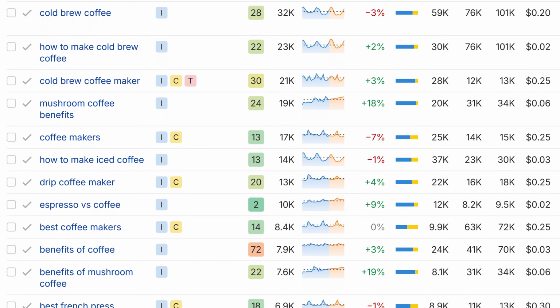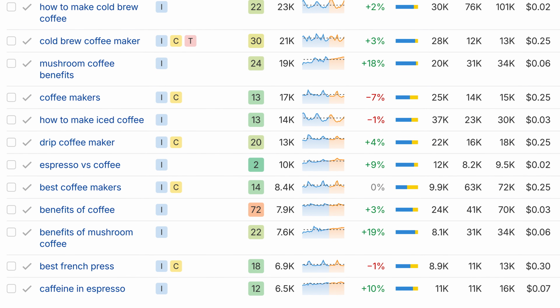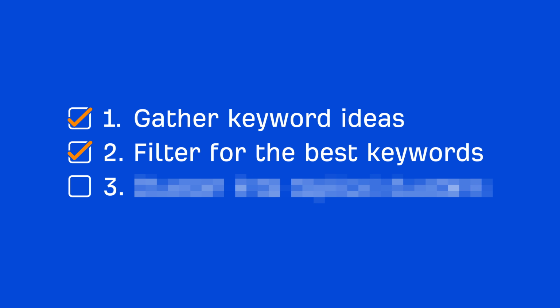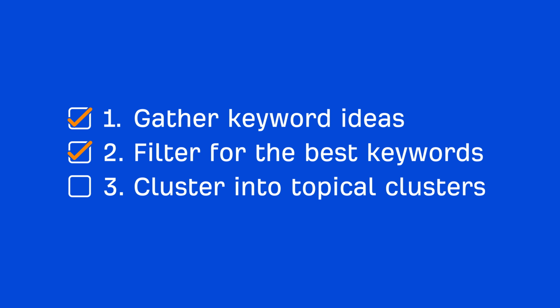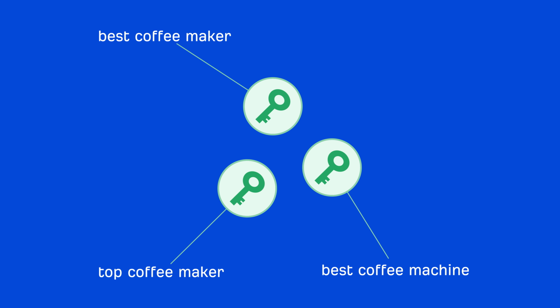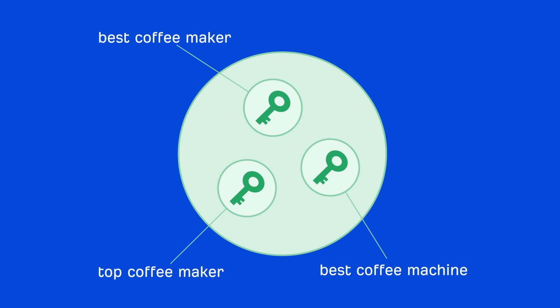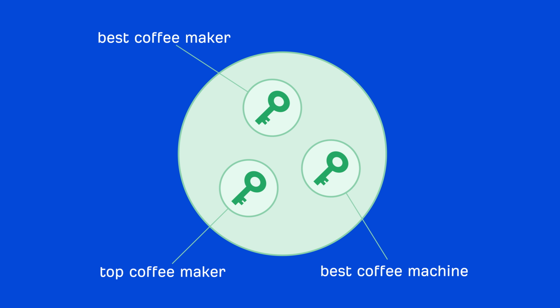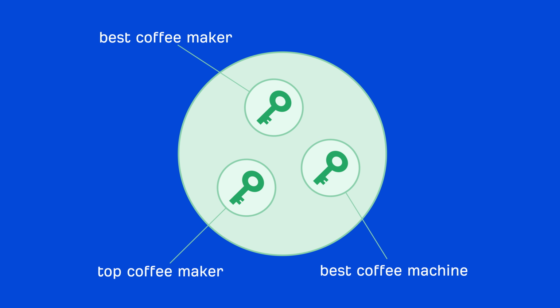By now, you might have hundreds, if not thousands of keyword ideas, but you probably don't want to create a page for each and every one of them. So it's time for step number 3. Cluster keywords by topics. Now, keyword clustering refers to grouping keywords with similar search intent, so you can target them with one page instead of multiple pages.